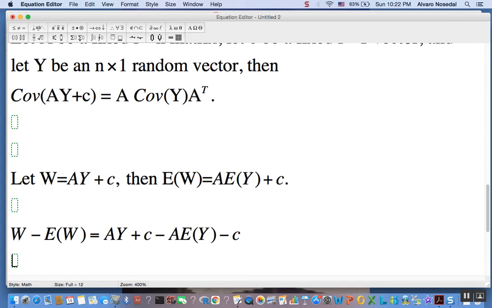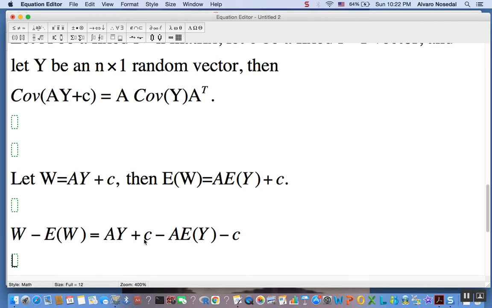Now, here we want to find the covariance matrix of this, right? We want to find the covariance matrix of AY plus C, meaning the covariance matrix of W. The way we find the covariance matrix of something is by applying the definition. So let me compute W minus the expected value of W. It would be the difference between AY plus C minus A times the expected value of Y plus C. That negative sign is going to affect both terms here.